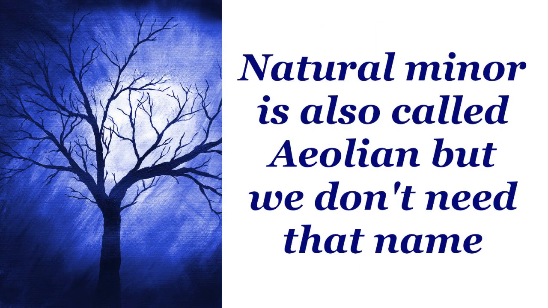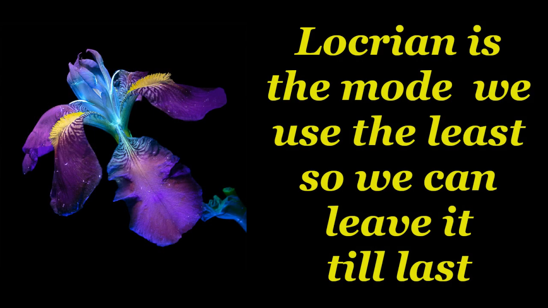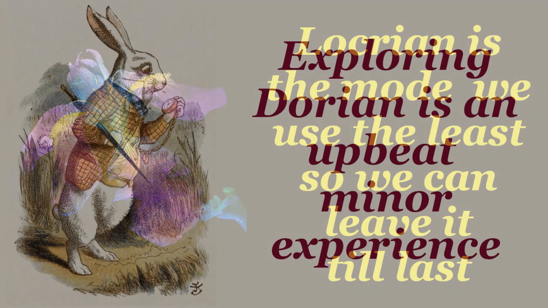A natural minor scale has the modal name Aeolian, but mostly we do not use or need that name either. The remaining 2 modes and their names, Phrygian and Locrian, are also important to me and certainly are very interesting. But we just do not use them very often or talk about them nearly as often as the big 3 modes, so we can get to them later.